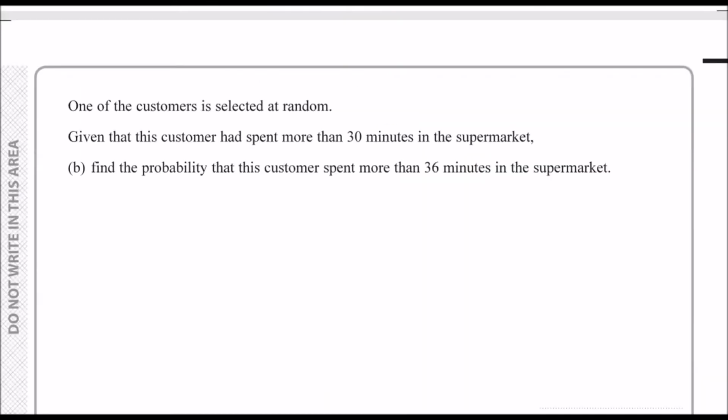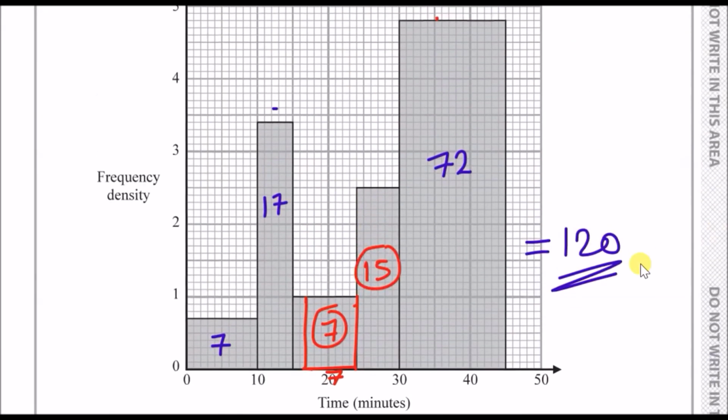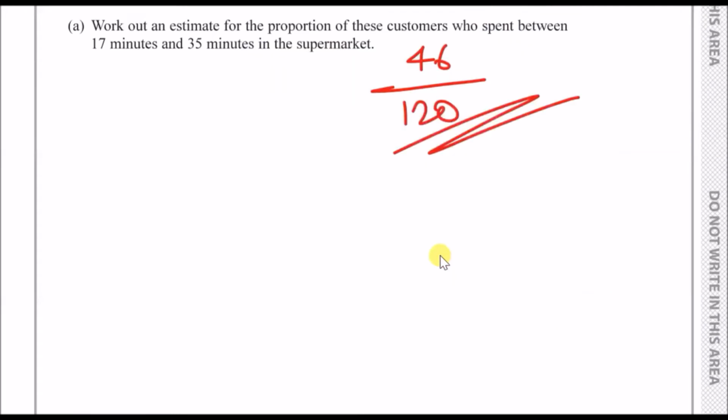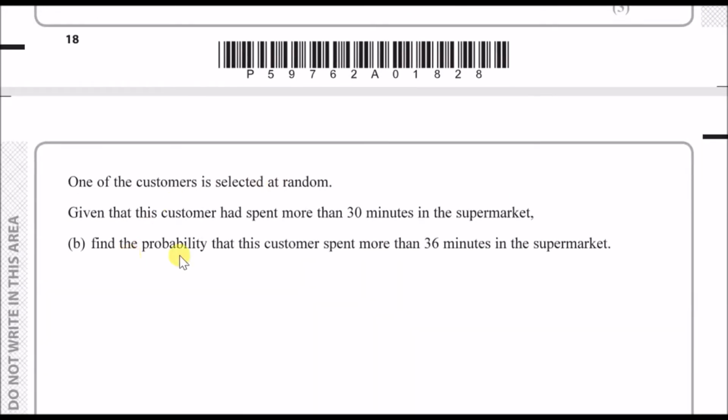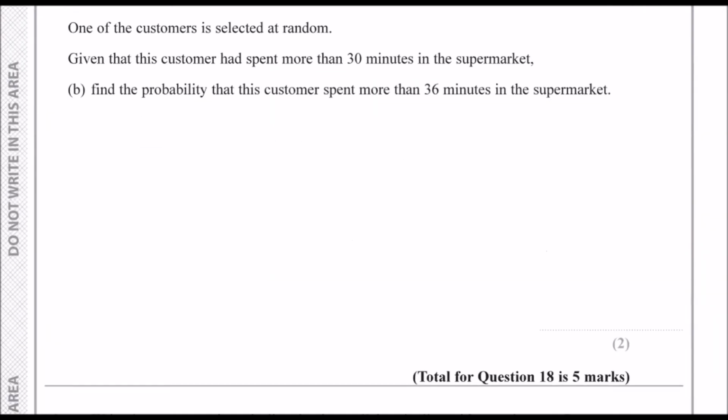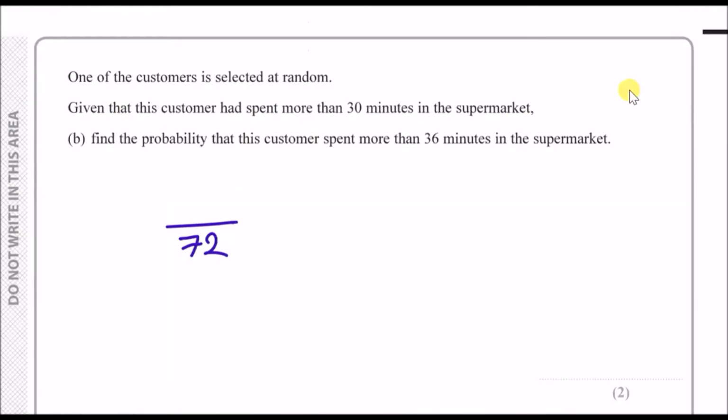Now for B, one of the customers is selected at random. Given that this customer has spent more than 30 minutes in the supermarket, what they're trying to say here is that this customer spent some time in this block, so it's one of these 72. Find the probability that this same customer, out of 72, spent more than 36 minutes. So because we know it's in that block, we know immediately that the probability is going to be out of 72, yeah?